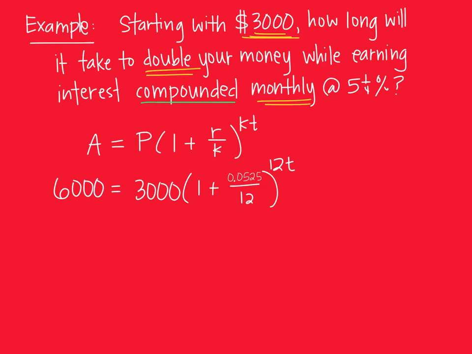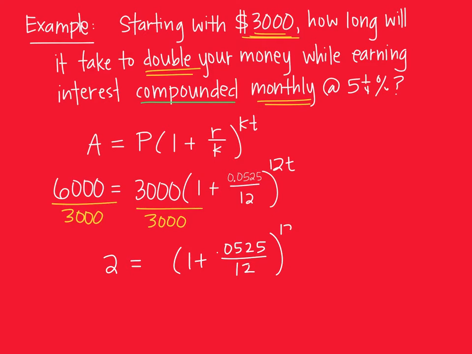Divide 6,000 by 3,000. All right, we're going to divide both sides by 3,000. So we're working towards getting t alone. 6,000 divided by 3,000 is, of course, 2. And so then we've got the parentheses, 1 plus 0.0525 over 12. Okay, please don't turn 0.0525 over 12 into a decimal, because you want to keep it as a fraction. Fractions are more accurate than decimals, so don't use your calculator to try and figure that out. Just leave it the way it is, and you will get a more accurate answer.